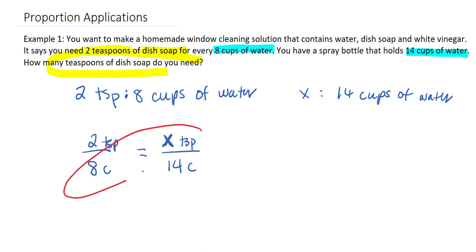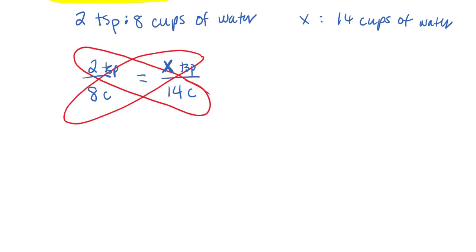We can solve by using our really cool trick of cross multiplying. So we could go 2 times 14, and we can go ahead and just lose the units here. And then we have X times 8. So now we can start to solve. We have 2 times 14, so that is 28. 8 times X is just 8X. I always like to put the number before the variable.